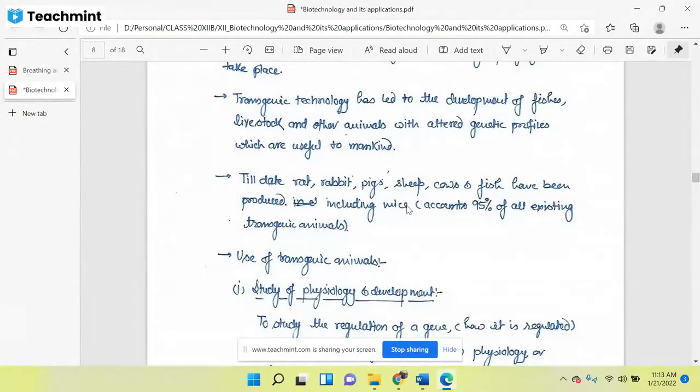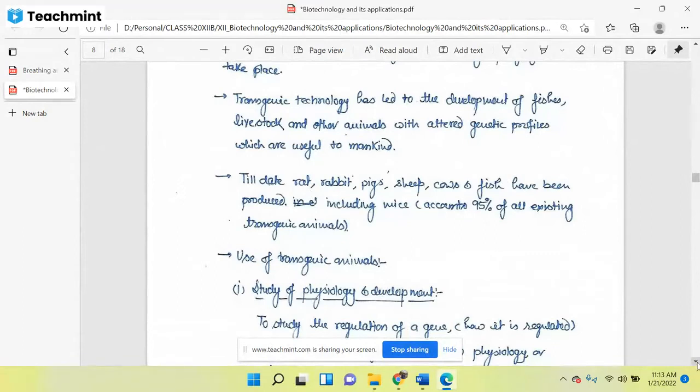Okay, because it is very easy to handle the mice, and it is very easy to generate transgenic mice as compared to the rat, rabbit, pig, sheep, cow, and fishes also. Okay, but although we have produced rat, rabbit, pig, sheep, cow, and fish transgenic organisms.